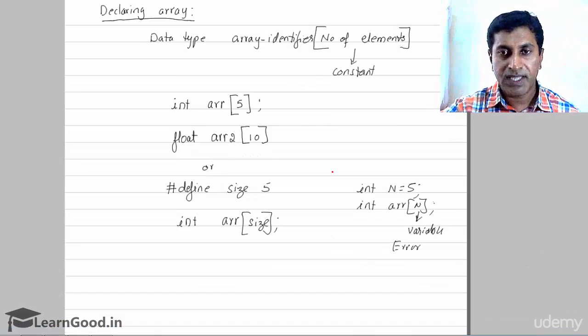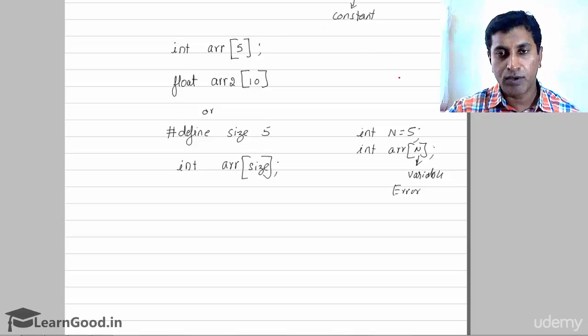In some compilers like CodeBlocks, that is in C++ compilers, it will also accept these variables in declaration. Not all compilers will accept. If you take Turbo C and all, it will give an error message if you take the size as a variable. Whereas in case of CodeBlocks, it will accept both the variable as well as constant.